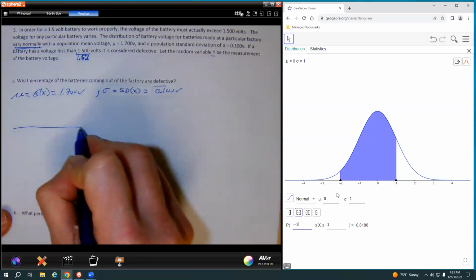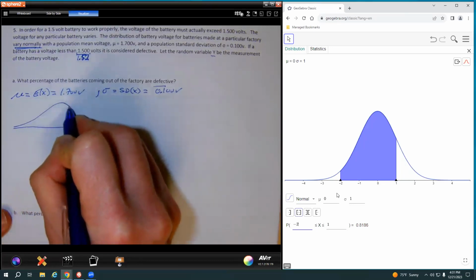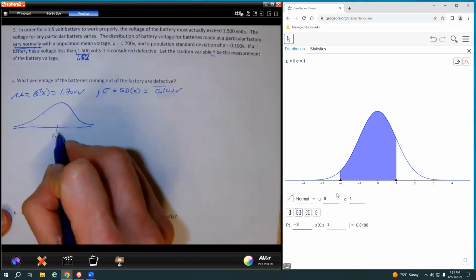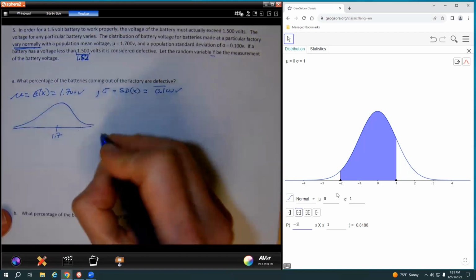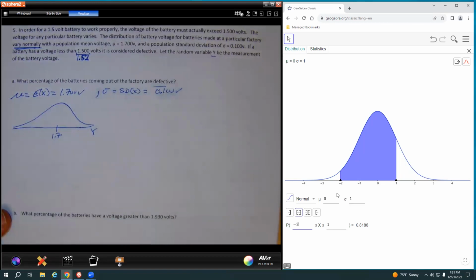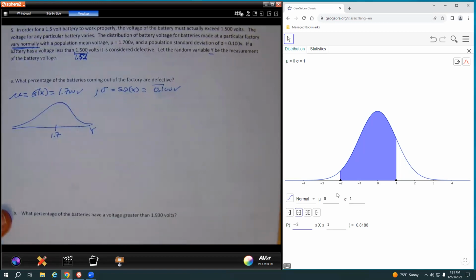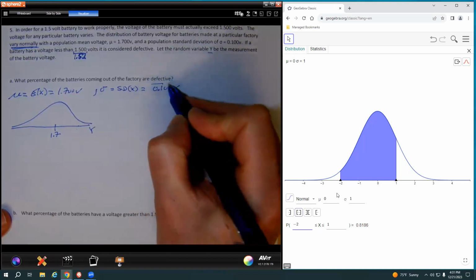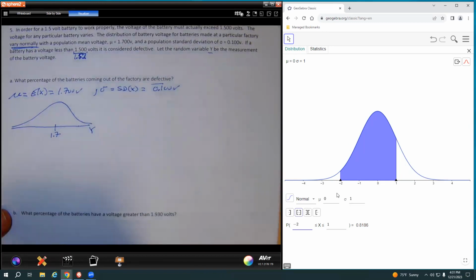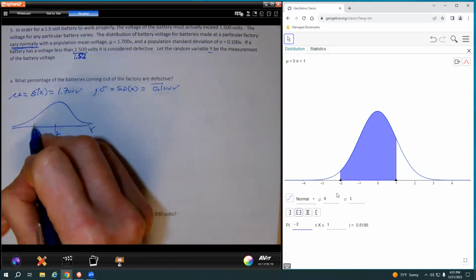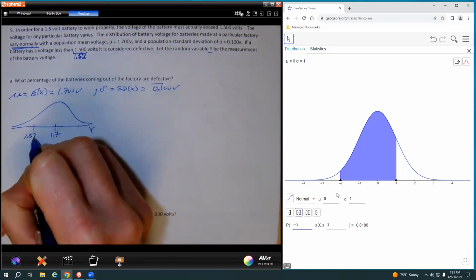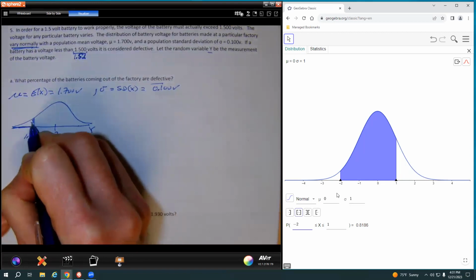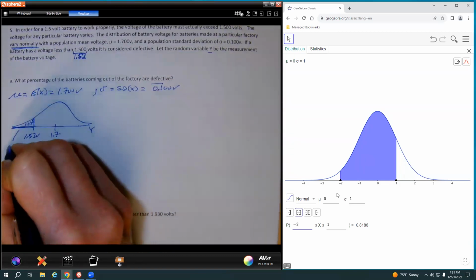So I'm going to draw then this picture and put the 1.7 right smack in the center. Okay, and that's the variable y. Great. So the question is, what percentage of batteries coming out of the factory are defective? So it's defective if it's 1.52 volts or less. So anything coming out of here is all defective.